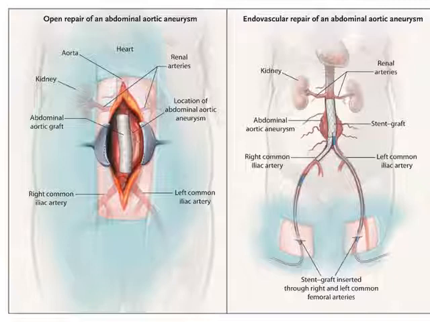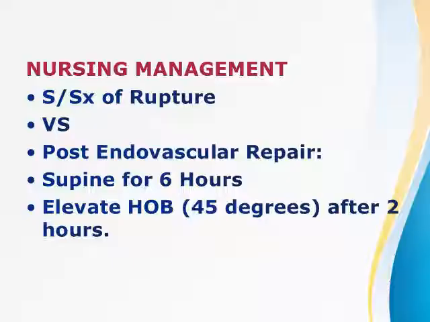So as you can see in your endovascular repair of an abdominal aortic aneurysm, what happens is that the stent graft is inserted through either the right or left femoral artery. And then this graft will be guided towards the aneurysm site. Whereas in an open repair, of course, the site of aneurysm is open. Okay, for your endovascular repair, it says endovascular, so it just passes through your major blood vessel.